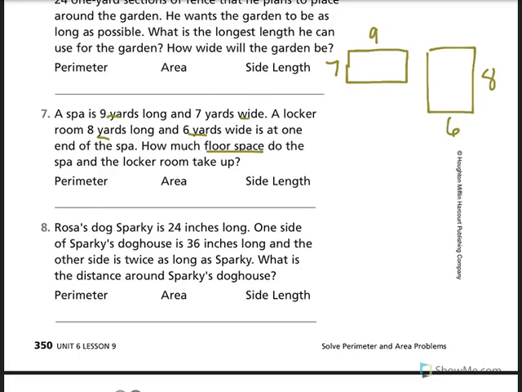Now, the floor space is the space inside, so we're going to figure out the amount of space each of these takes up, and then we're going to add them together. So first, let's do our 9 times 7. 9 times 7 is going to be 7 less than 10 times 7. So 10 times 7 is 70 minus 7, so that'll be 63 square yards.